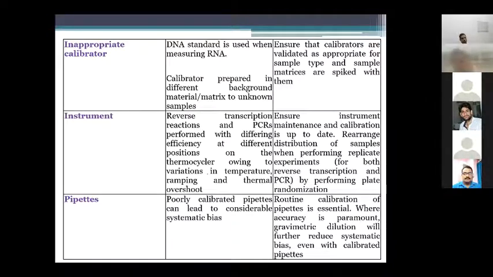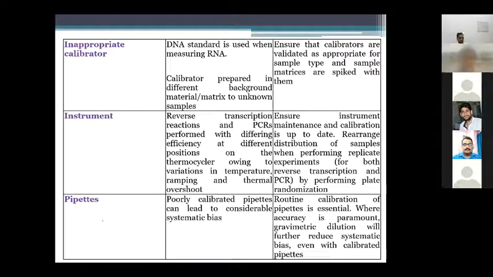It is very important, as I already told you, that different thermal cyclers have their own programs and their own efficiency. So ensure the instrument is maintained and its calibration is up to date. Even in a single instrument, sometimes calibration is required. So every year you need to calibrate your real-time PCR, and rearrange the distribution of the samples when performing the replication experiment by performing plate randomization.